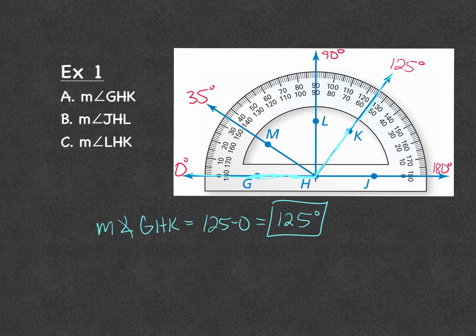Next, JHL. J, H, and whoops, L. Measure of angle JHL. What two numbers are associated with that one? 90 and 180. So we're just going to do 180 minus 90, right? Yeah, it's 90. And you get 90.